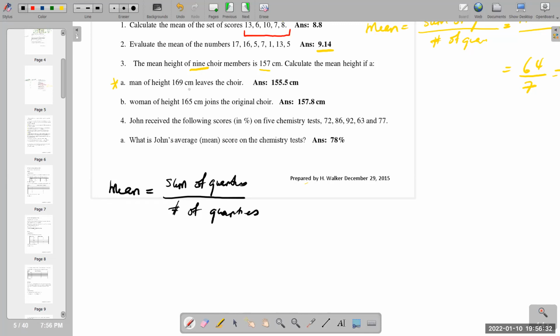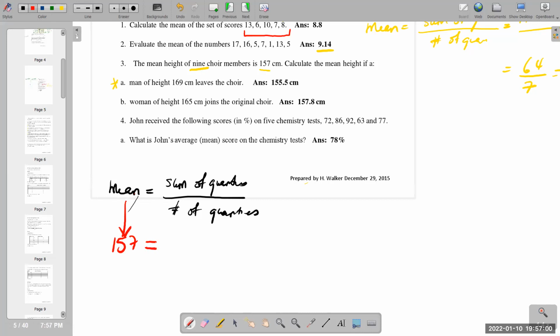Excellent. They gave us the mean. Everybody agree? What is the mean? Excellent, 157. So I'm just going to substitute. I'm just going to put it in. So I have 157. Everything they give me, I can fill into the formula. So they give me 157.